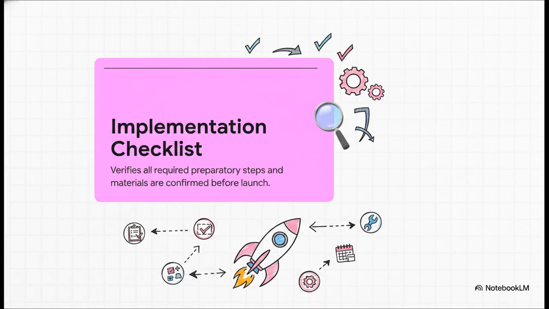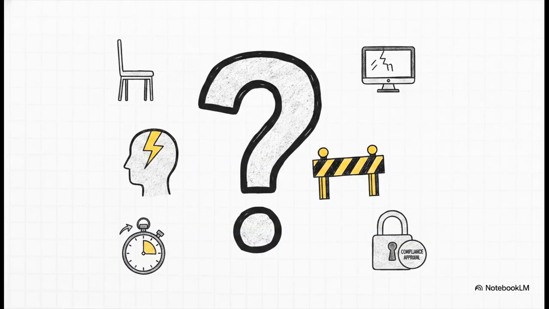An implementation checklist verifies that all required preparatory steps and materials are confirmed before launch. It's exactly what you need to ensure absolutely nothing slips through the cracks at the 11th hour. Now imagine facing a cluster of potential roadblocks. Let's look at Scenario 6. A learning project is approaching launch, but several factors might affect implementation.